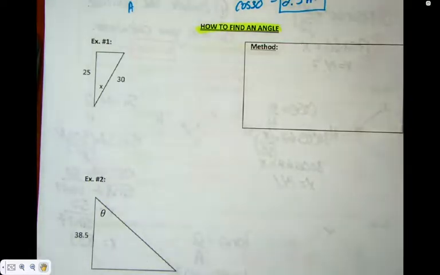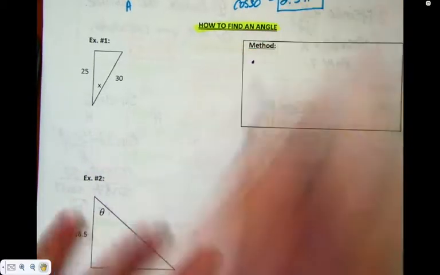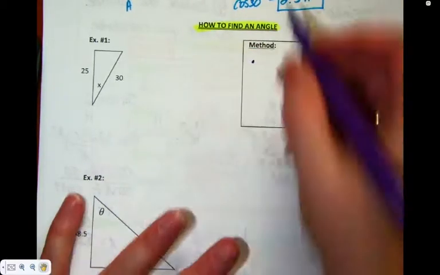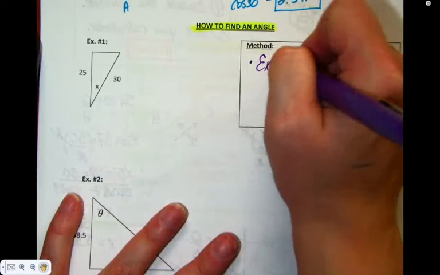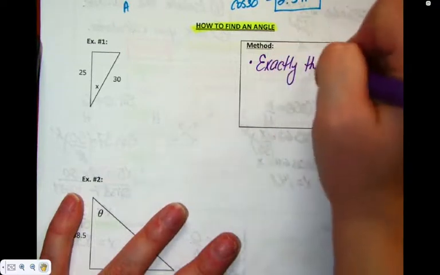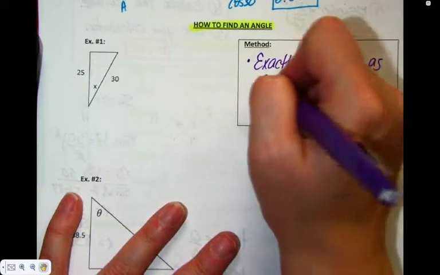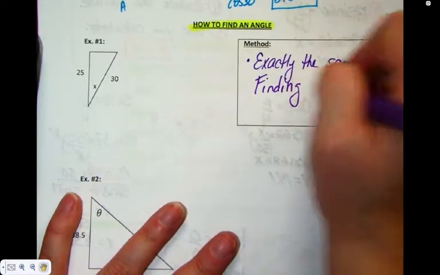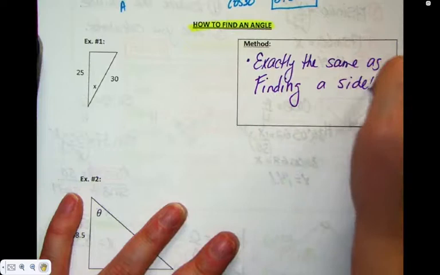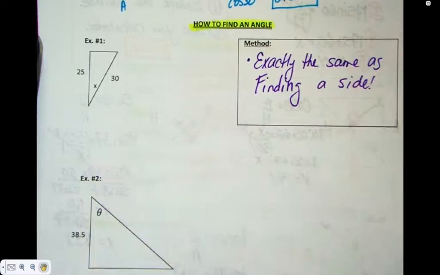Do you want the method first and then see an example, or do you want an example and then see the method? I figured you might say that. Method. Exactly the same as finding a side. How's that for a pretty exciting method?